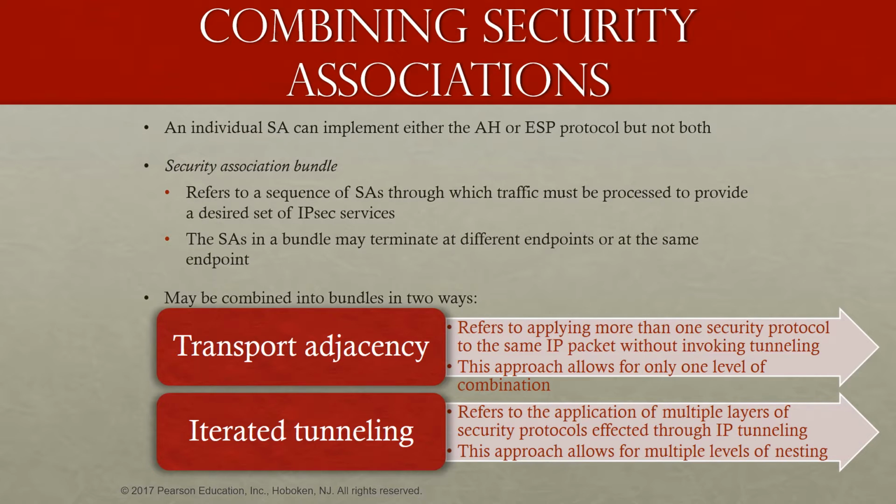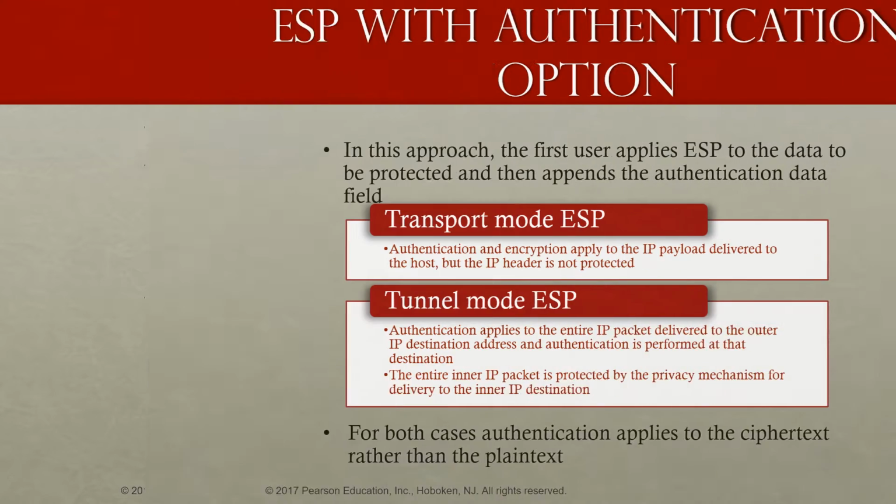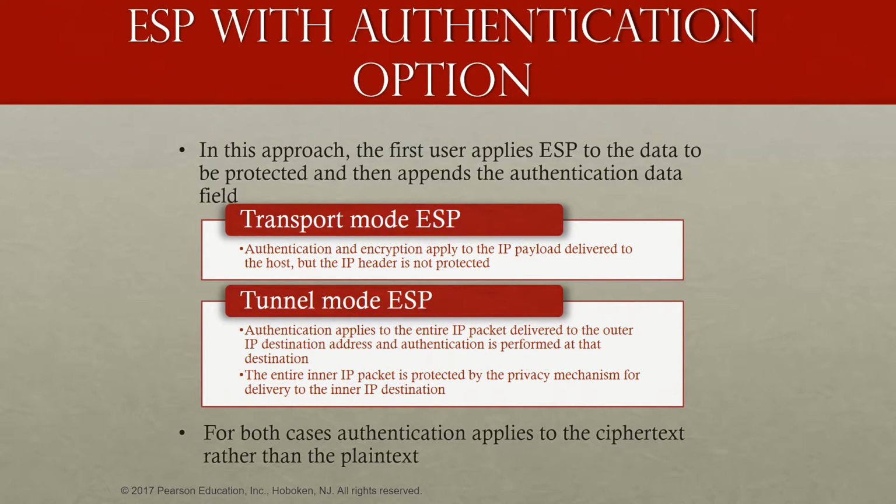One interesting issue that arises when considering SA bundles is the order in which authentication and encryption may be applied between a given pair of endpoints and the ways of doing so. ESP with authentication option. Encryption and authentication can be combined in order to transmit an IP packet that has both confidentiality and authentication between hosts. We look at several approaches.